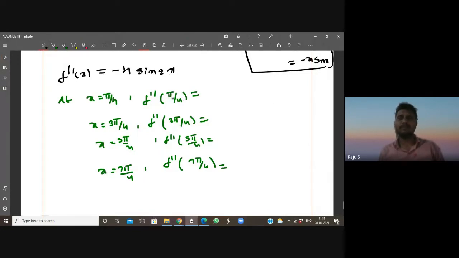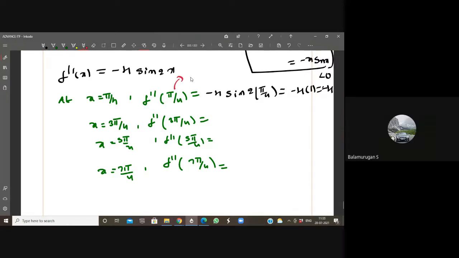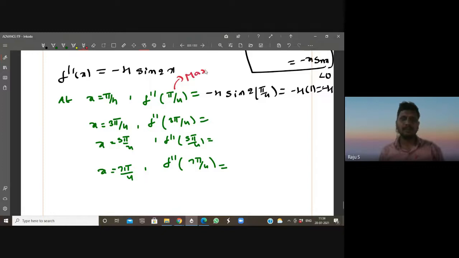All of you tell me, what about this pi by 4? Minus 4 sine of 2 into pi by 4. What is 2 into pi by 4? Pi by 2. That is nothing but minus 4 into 1, minus 4. Minus 4 means lesser than 0. At this point, maximum or minimum, students? Maximum, because it is lesser than 0 here.